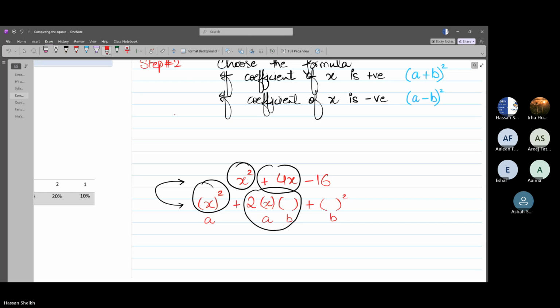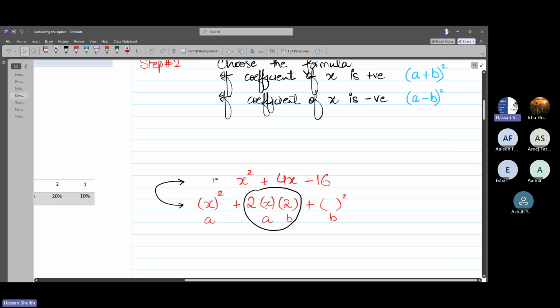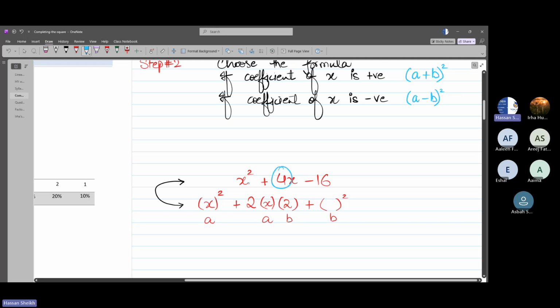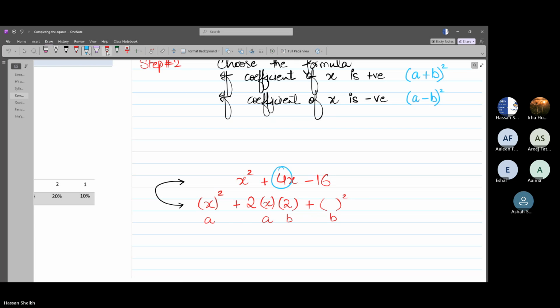So what turns 2x into 4x? Obviously, multiplying it with 2. Yes. Sometimes there would be a fraction here, or students get confused about what to write in b. Always remember there is a trick here. b is always half of the coefficient of x. Just remember. Okay. b is what?